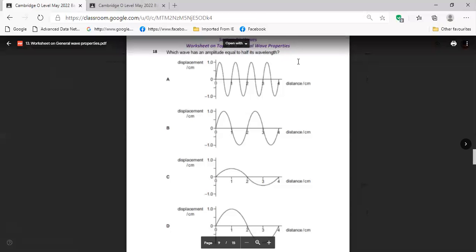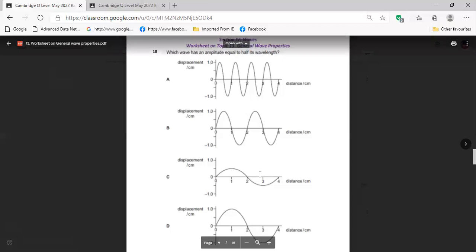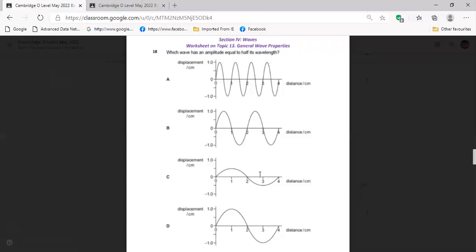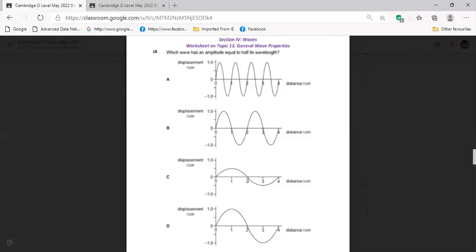The displacement of the amplitude in C is 0.5. They are saying the amplitude should be half of its wavelength. So half of the wavelength is 2, but the amplitude is 0.5. Is it matching? They are saying it will be equal, not only precise. The amplitude and half of the wavelength will be equal in length.